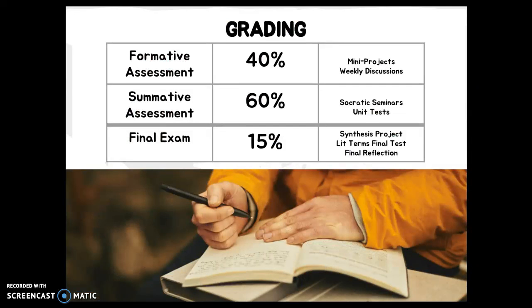The English department is operating on a weighted grade system as of last school year, and in Modern Lit, this will be divided into formative assessments worth 40% and summative assessments worth 60%. Formative assessments include your mini projects and weekly discussions in Canvas, and summative assessments include Socratic seminars and unit tests. The final exam package is worth 15% and includes a synthesis project, LitTerm's final test, and final reflection.